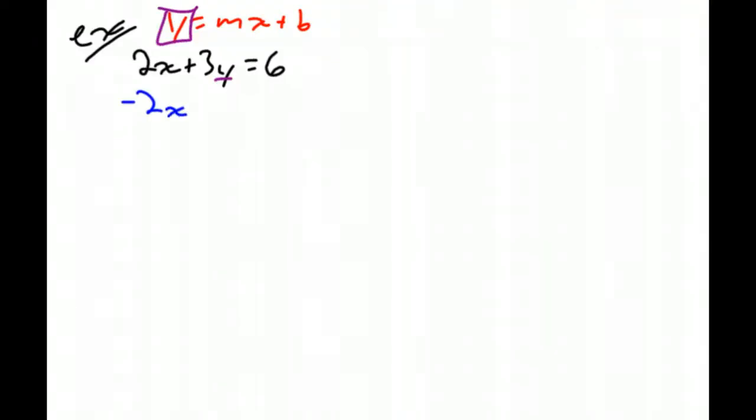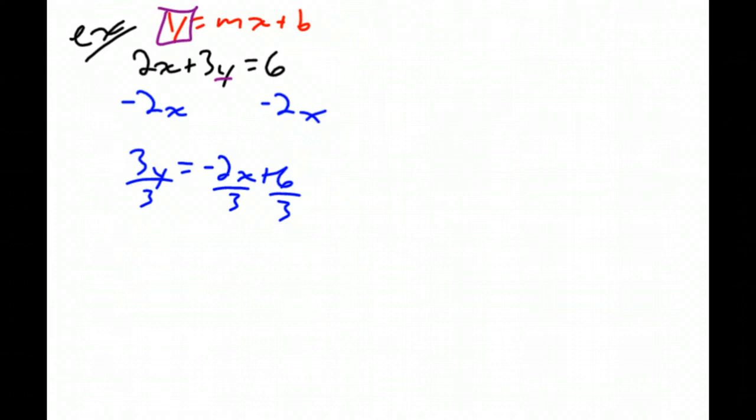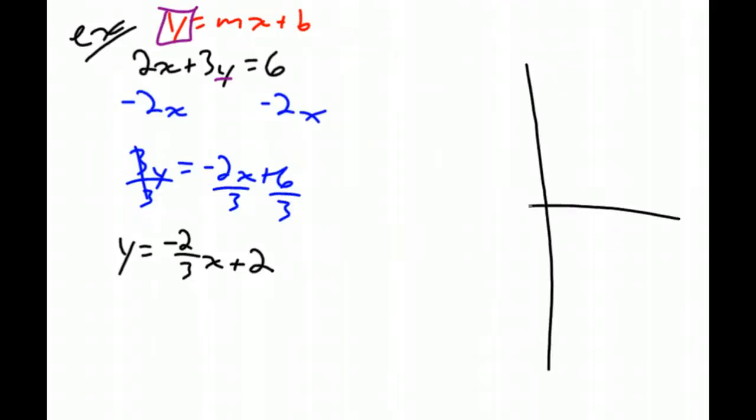So if I subtract 2x from both sides, then 3y equals negative 2x plus 6. And then I can divide both sides by 3, divide everything by 3. So that will leave me with y equals negative 2/3 x plus 2. Awesome. There's my m, there's my b. I'm good to go. I can draw my graph.